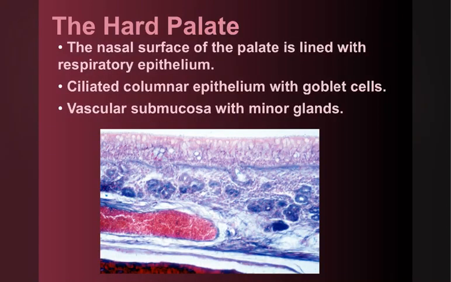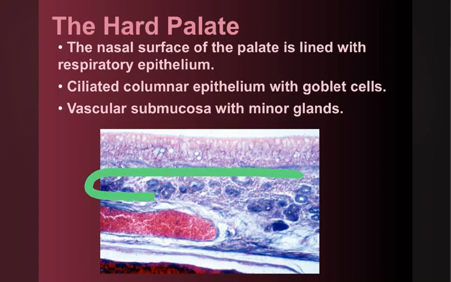Here we are looking at the nasal side of the hard palate. This is the bone of the hard palate. This epithelium, as you see here, is respiratory epithelium. It's pseudostratified columnar ciliated epithelium with goblet cells. You can see the goblet cells, white circles within the epithelial layer.